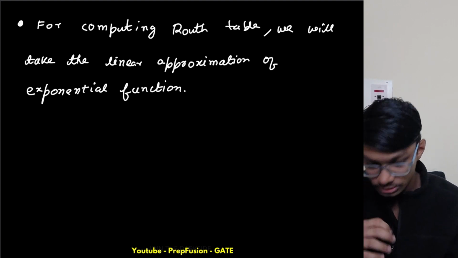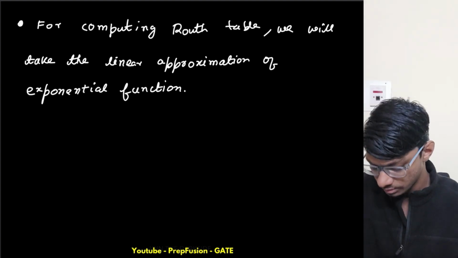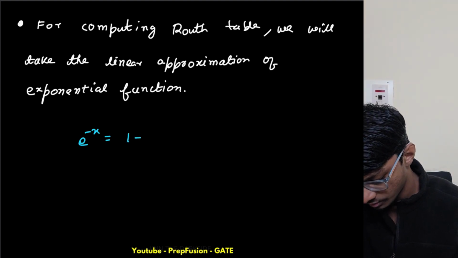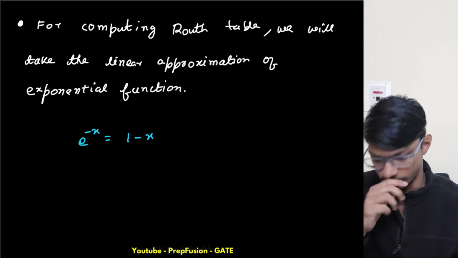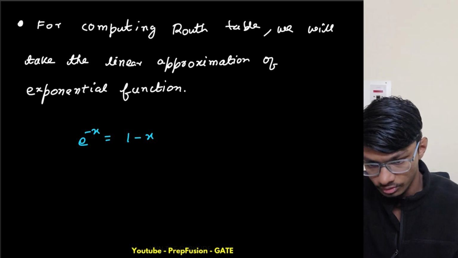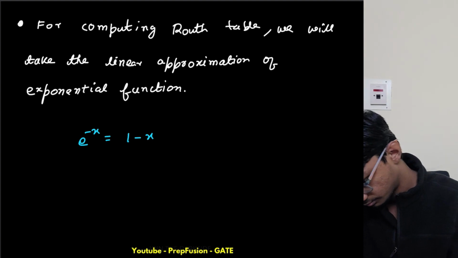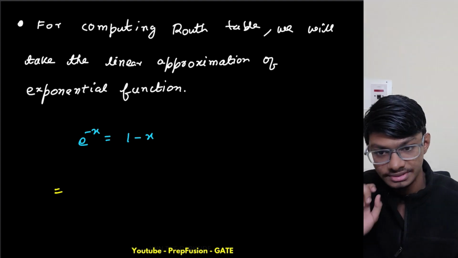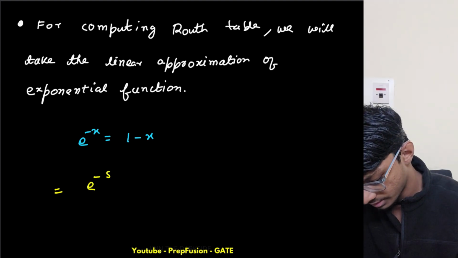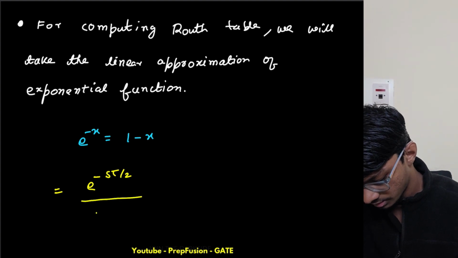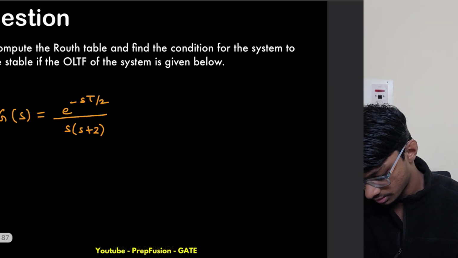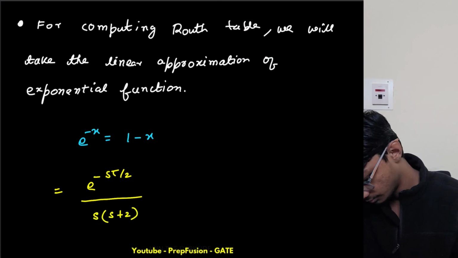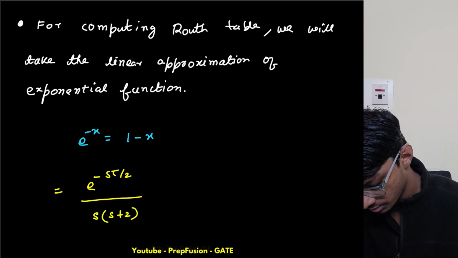Okay, so what will be the linear approximation? As I told, e raised to the power minus x can be written as 1 minus x. This is basically my linear approximation. So now this will become 1 minus... what was my G of s? G of s was e raised to the power minus sT by 2, divided by s into s plus 2. Okay, so this was my G of s.